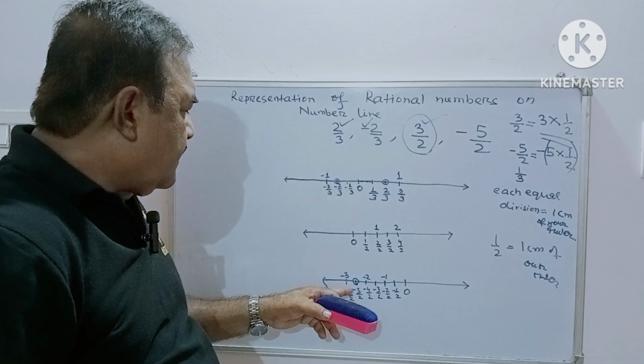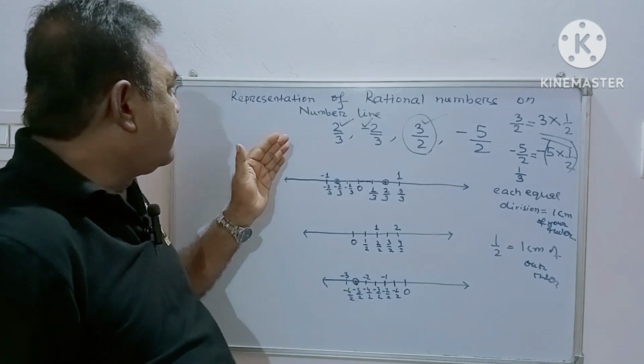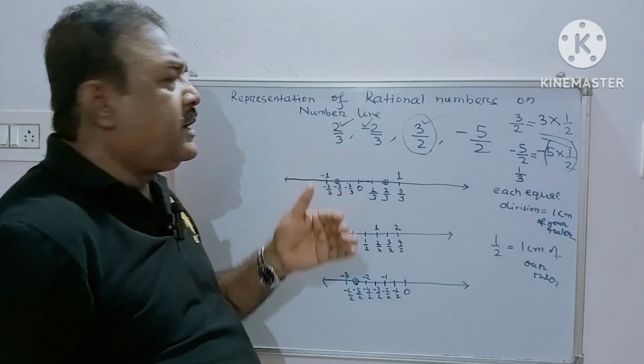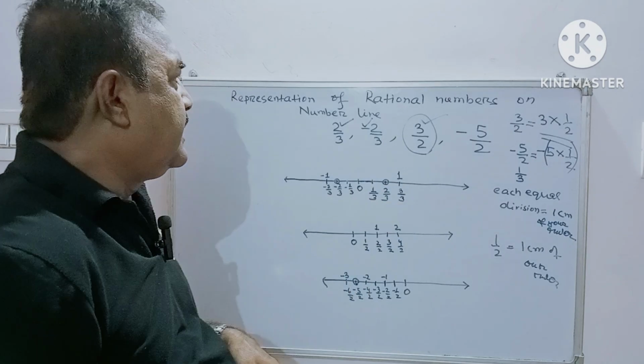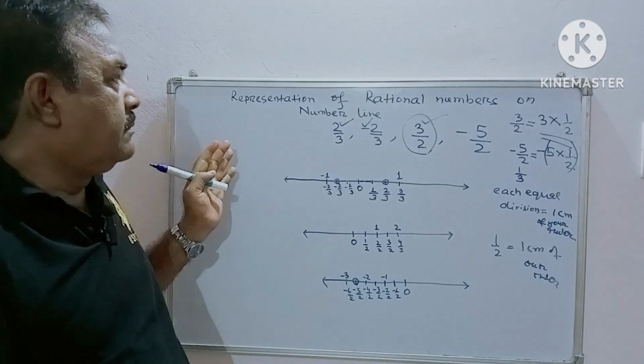So we have discussed the representation of rational numbers on the number line. Okay? So you take its photograph and erase it.